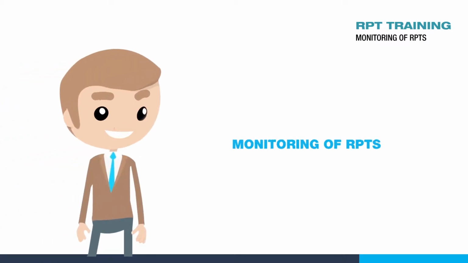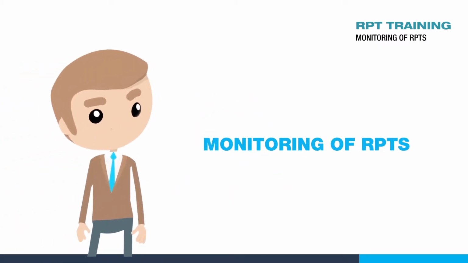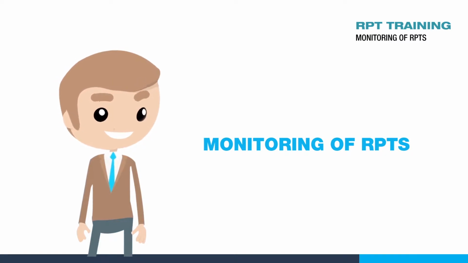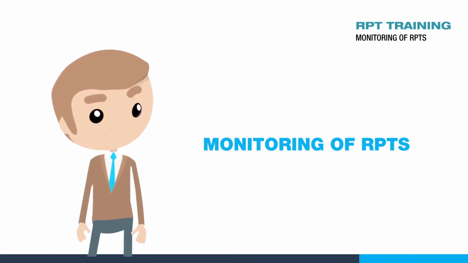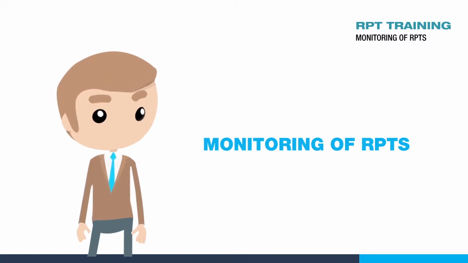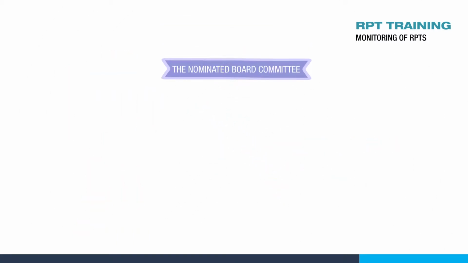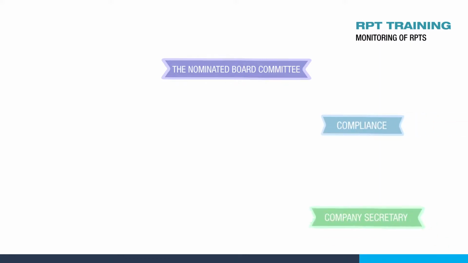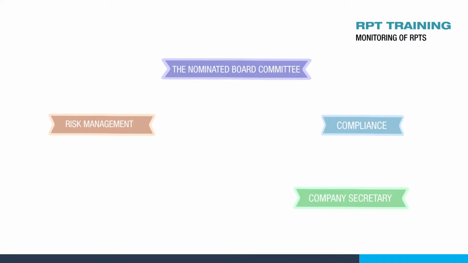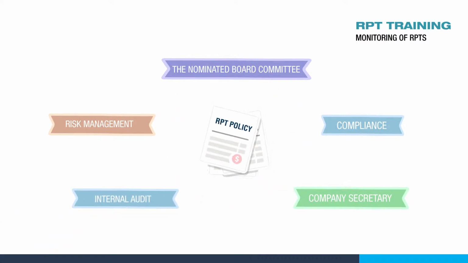Potential conflicts of interest, related parties, and RPTs can occur at any time and require continual monitoring. The person responsible for monitoring RPTs may vary from bank to bank. It may be the nominated board committee responsible for RPT oversight, the bank's compliance section, company secretary, risk management, or internal audit function. The roles of each should be clearly stated in the RPT policy, so changes can be easily reported and systematically recorded.